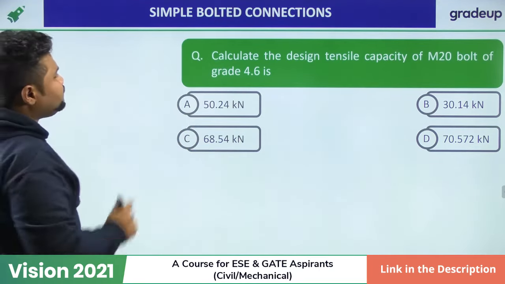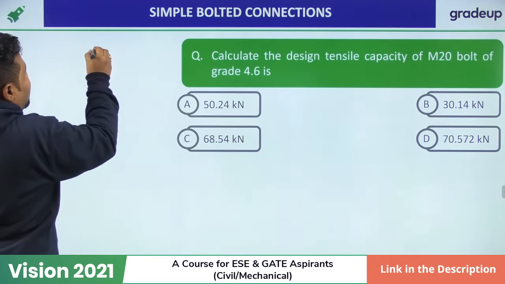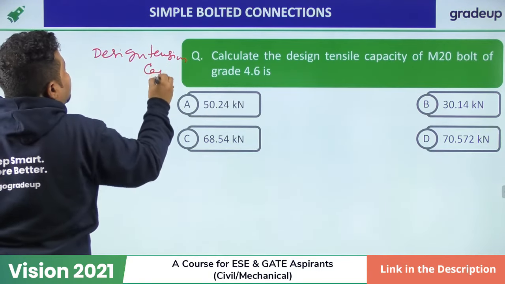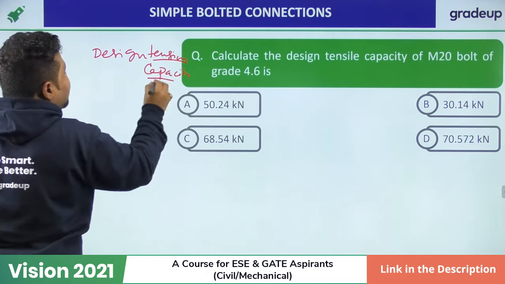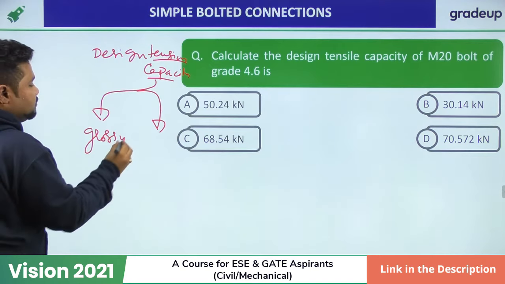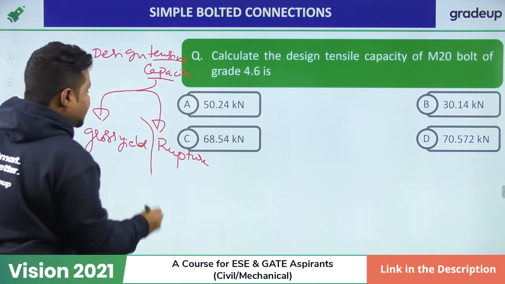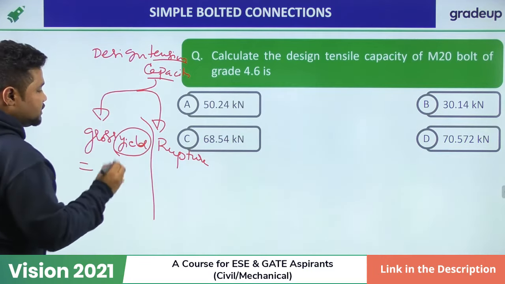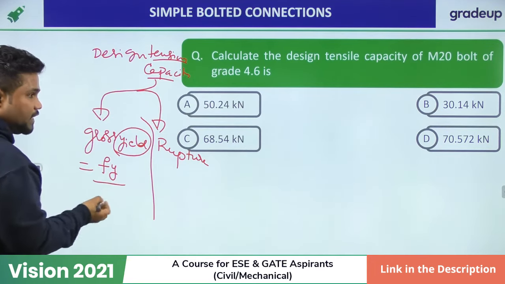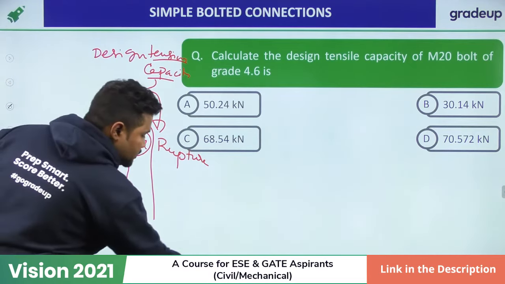Next, coming to design tensile capacity. Tension failure can happen in bolts in two ways: by gross yielding and by rupture. Gross yielding means the failure stress is the yield stress. The factor of safety, when yield stress is governing the design, is 1.1. So Fy by 1.1 is the permissible stress.